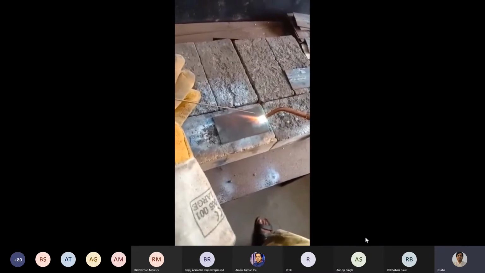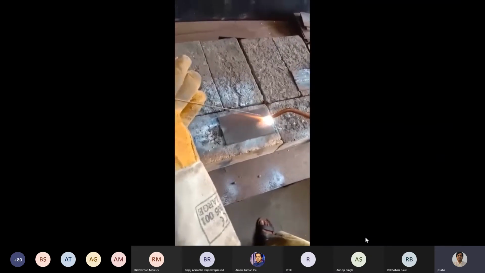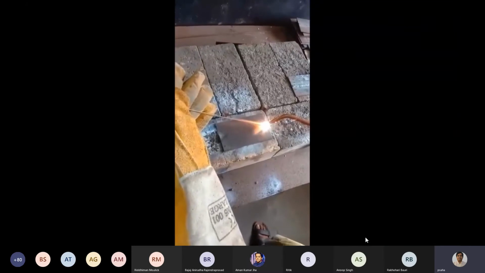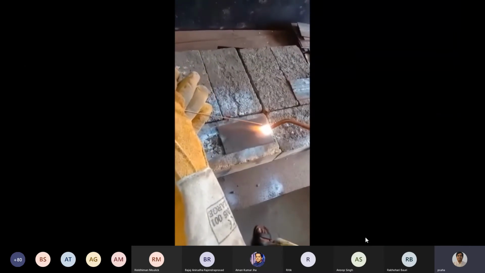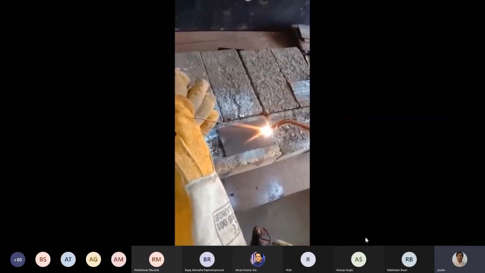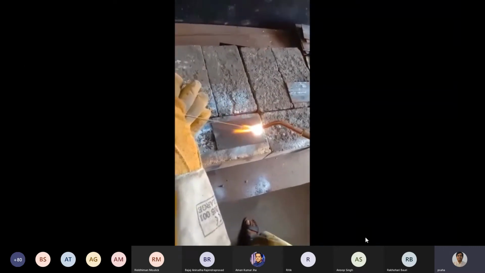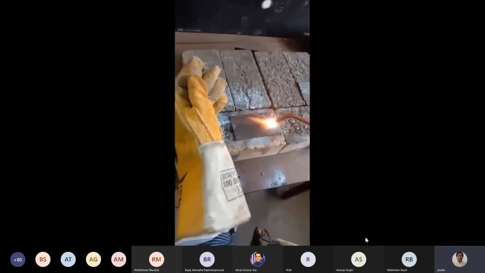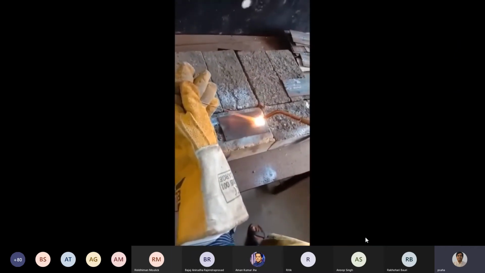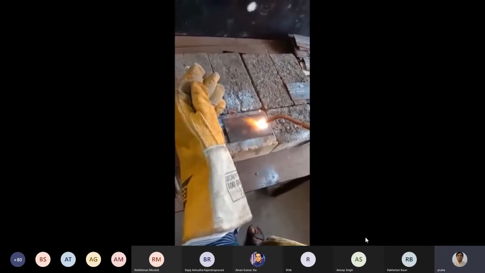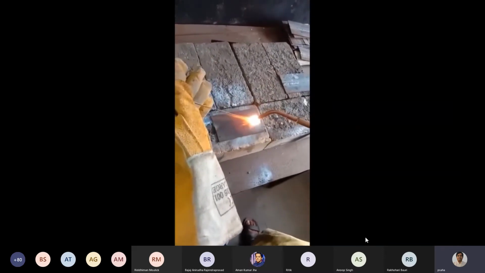Now start welding from one end. First you have to heat the base metal. When it comes to the molten state, then you add the filler rod inside the molten metal and allow the filler rod to melt and deposit there. At that time you may give sideways movement to the flame. If you give some sideways movement to the flame, the metal will melt and deposit over more width, and the joint strength will increase.